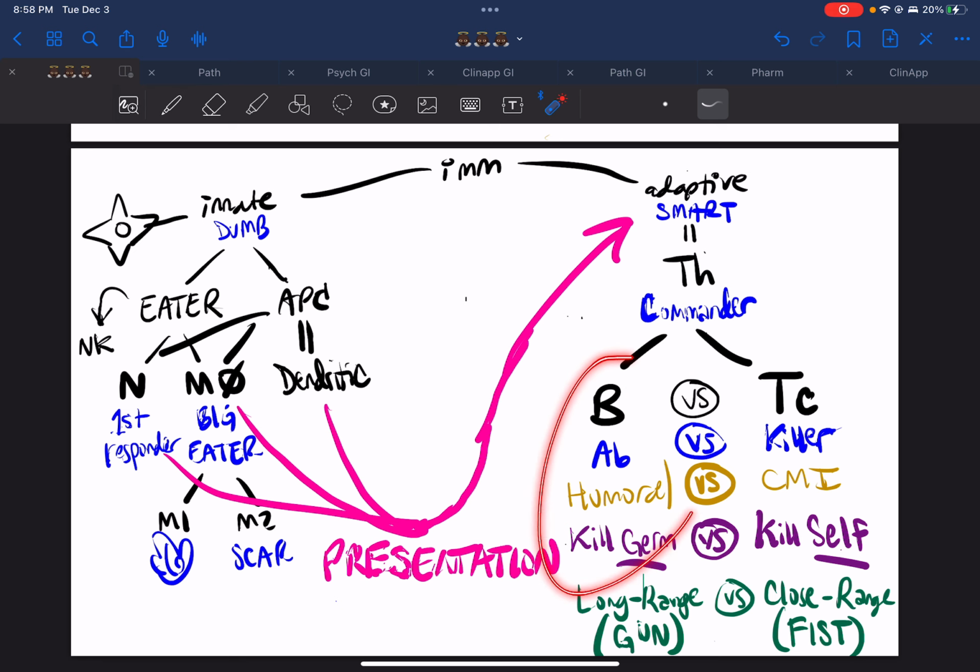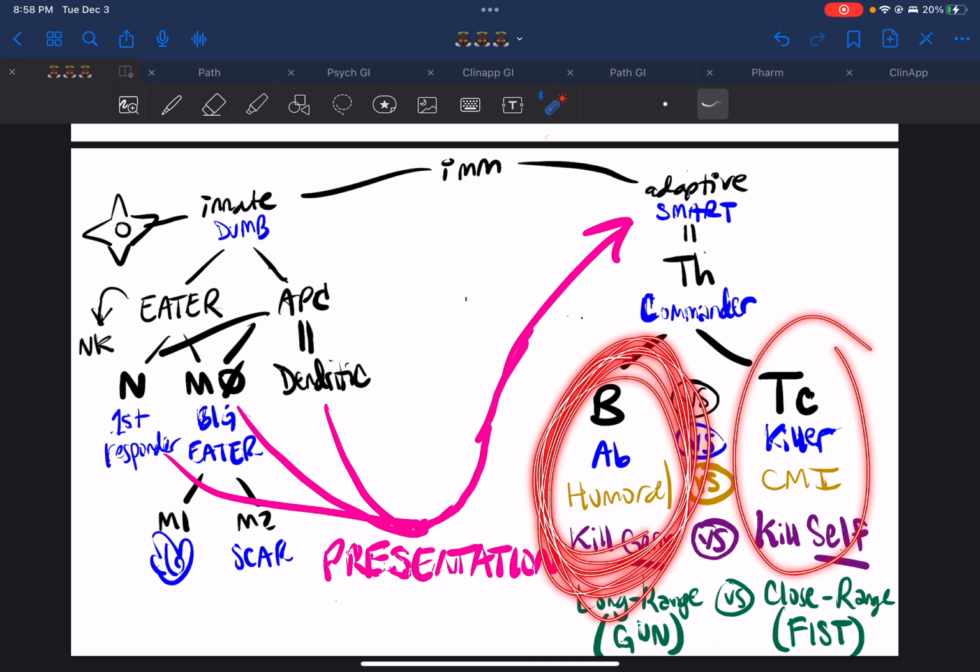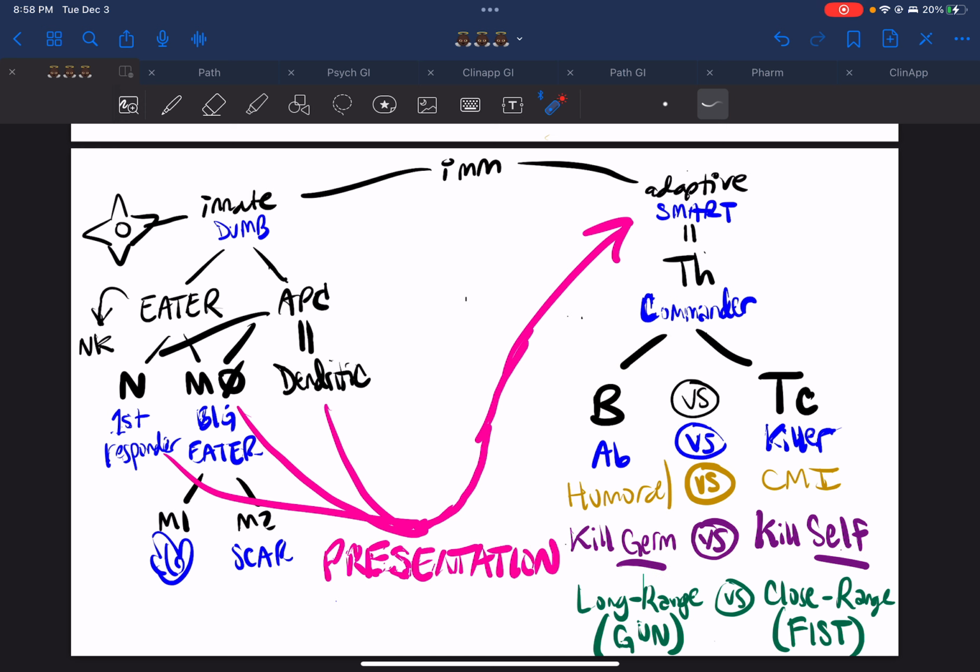And then he decides which of these high-tech options he's going to use. He's going to use the humoral option, B cells, or the cell-mediated option, killer T cells, right? It depends on what the task is, right? What's needed. Does he need to kill just the germ, or does he need to kill a self cell, right? Is the germ still in the blood, or has it entered into the cell? That's what decides what path the commander will take.